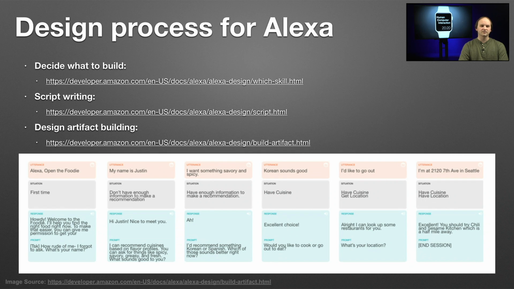Amazon also has a nice little set of pages helping you design a skill for Alexa. These are the 3 steps that they break it out into: deciding what you want it to do, writing a script, and then doing a storyboard process. They've got some great examples of that that I would encourage you to look at if you're interested in that.